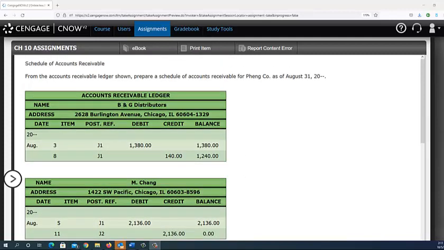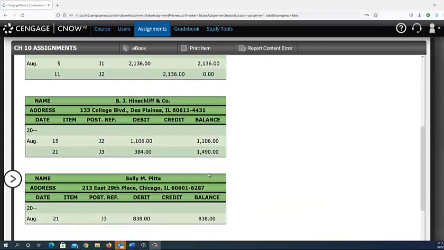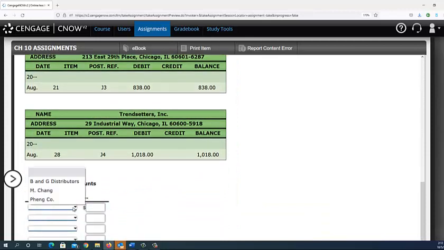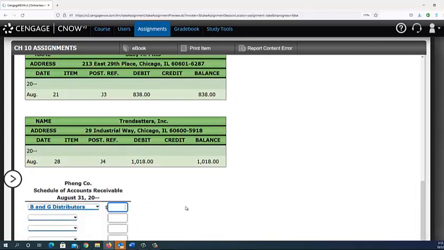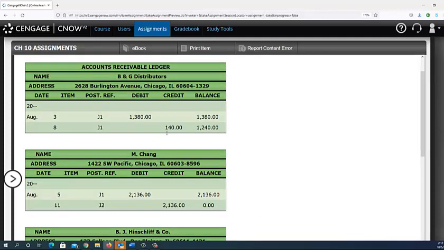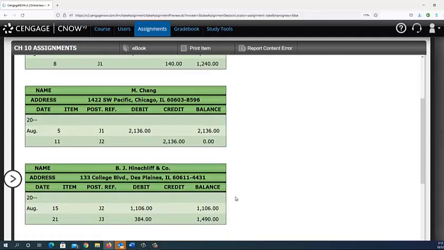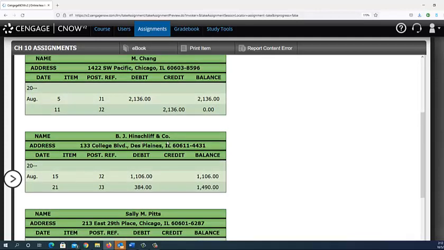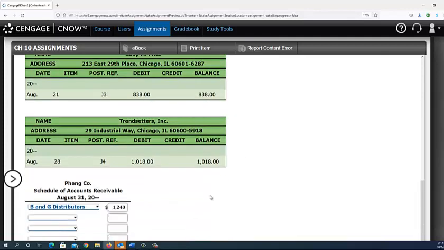First, we'll list B and G distributors. They owe the company $12.40. So that's what we're doing. We're just listing the customer and how much that customer owes the company as of the end of the period, which is August 31st here. The next customer is M. Chang, and they do not have a balance, so there's no need to put M. Chang on the list. Then we've got Hinscliff. Hinscliff owes $14.90, so they'll be next.